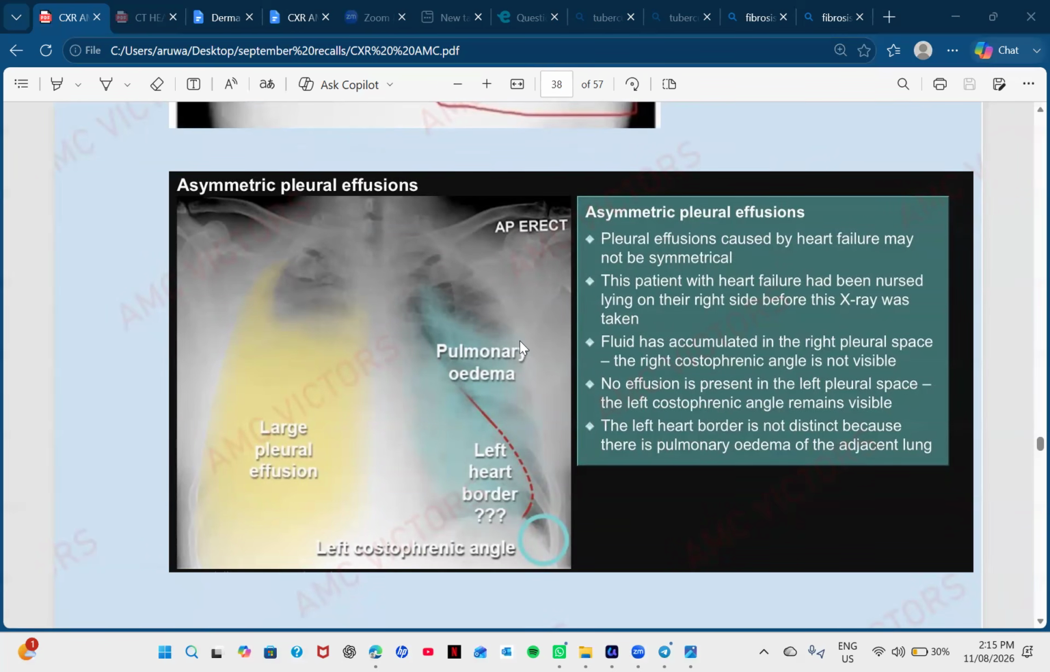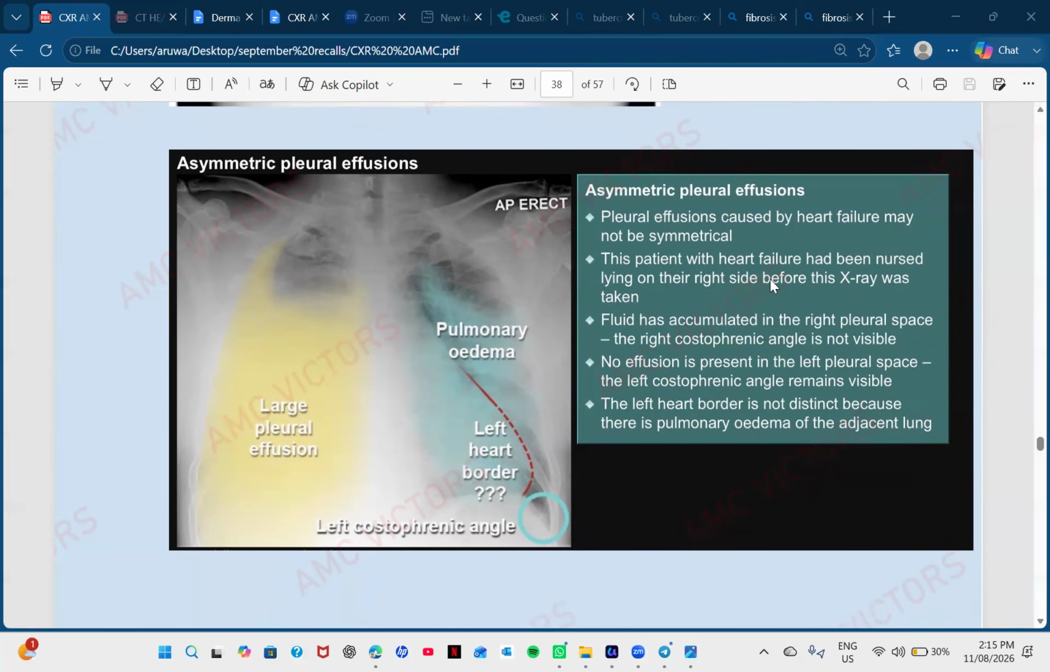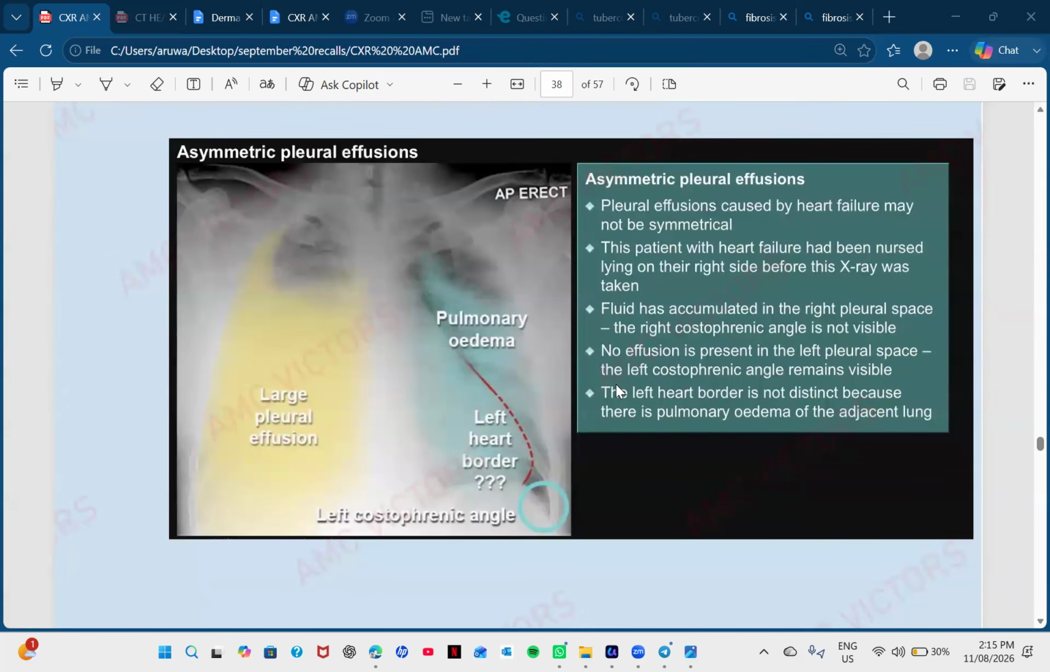Pleural effusion caused by heart failure may not be symmetrical. This patient with heart failure had been nursed on the right side before his X-ray was taken. Fluid has accumulated in the right pleural space. The right costophrenic angle is not visible here. It's very hard to even see the costophrenic angle. That much fluid is here, right? So no effusion is present in the left pleural space.